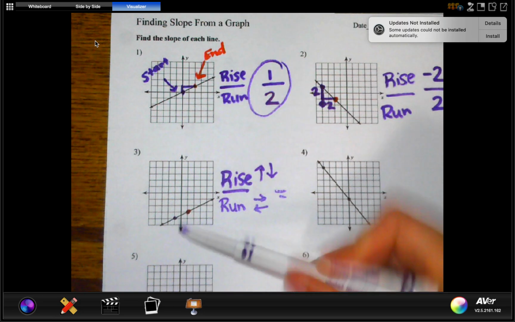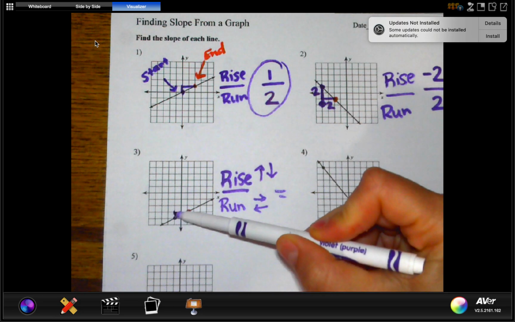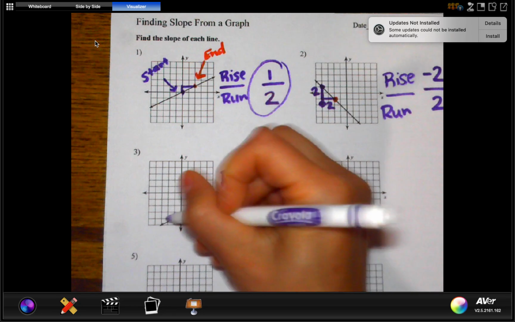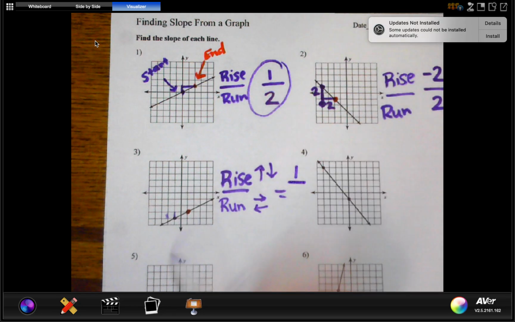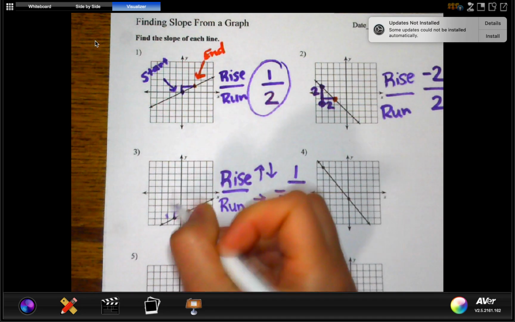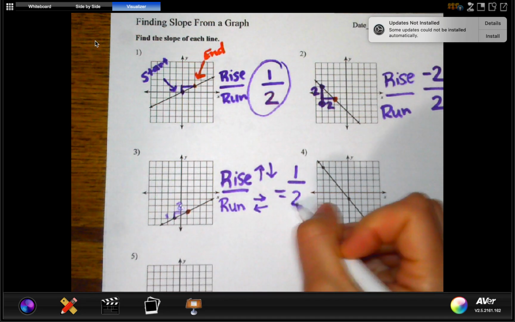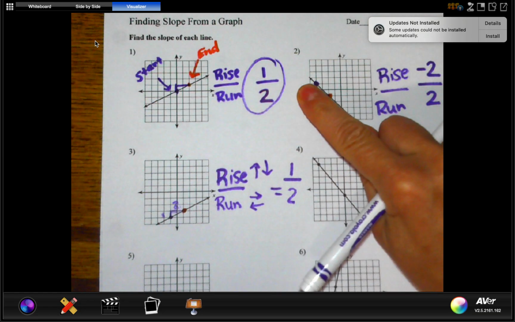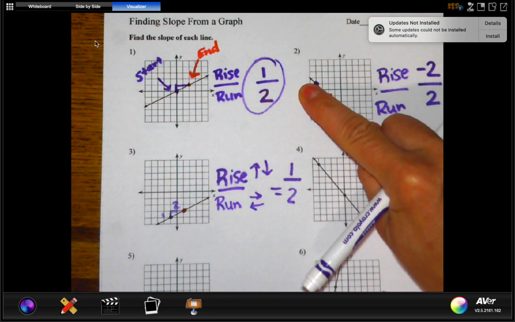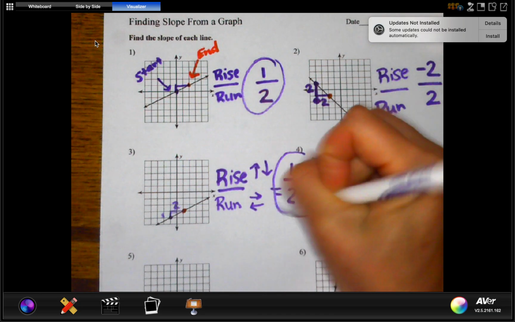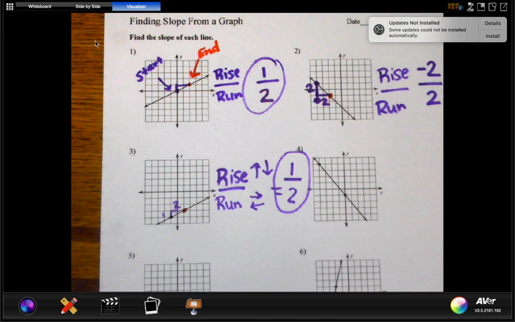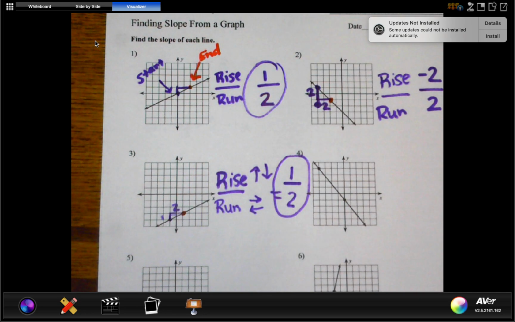Starting here, my rise is 1, only 1 unit. My run is 1, 2. It is 2 units. And again, I got the same answer as I did up here. So I know that it's not going to simplify, so I just circle it. The answer is 1/2. Hopefully that helps with the first slide, finding slope from a graph. That's all we need, we need the rise over run.